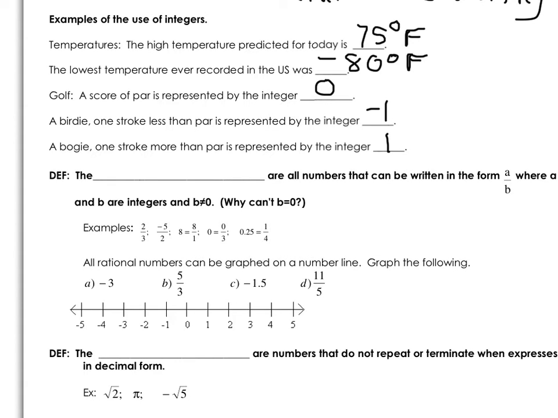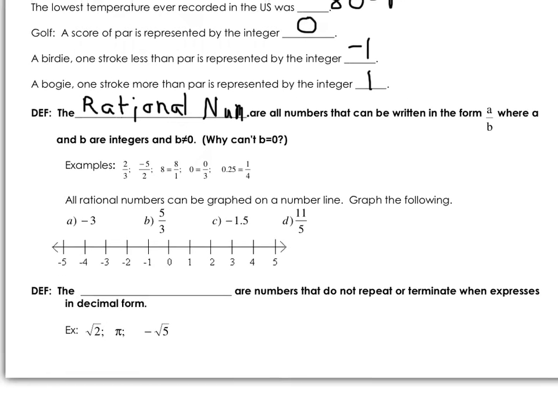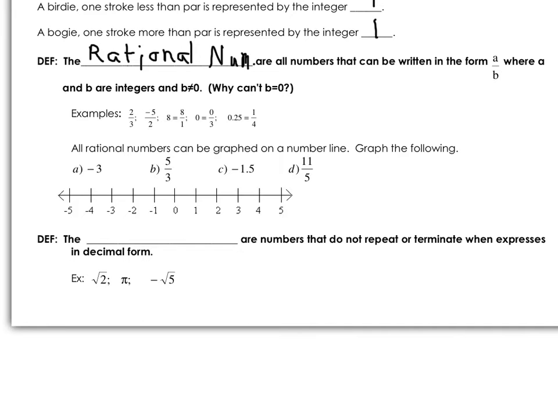Definition: the rational numbers are all numbers that can be written in the form a over b, where a and b are integers and b can't be 0. Why can't b be 0? Suppose you had 3 over 0. Is that a problem? That's undefined.